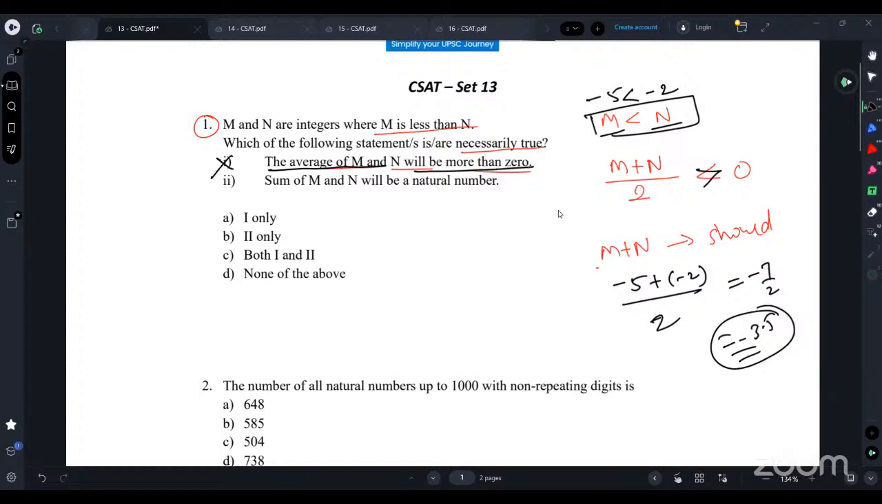It will be true in some of the cases where M and N are greater than 0. But according to the statement given to us, M and N are integers, and integers can be negative as well. So this statement is not necessarily true. Now let's come to the second statement: the sum of M and N will be a natural number. If I again take these negative integers, the sum is minus 7, which is not a natural number. So statement 2 also is not necessarily true. So none of the above is correct.